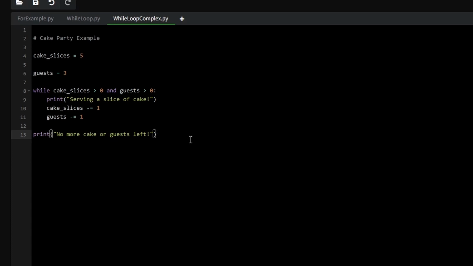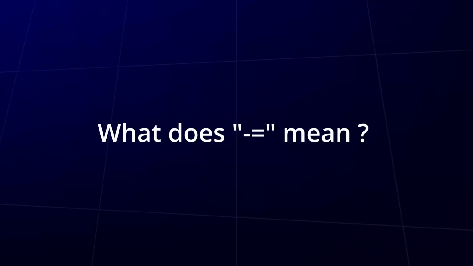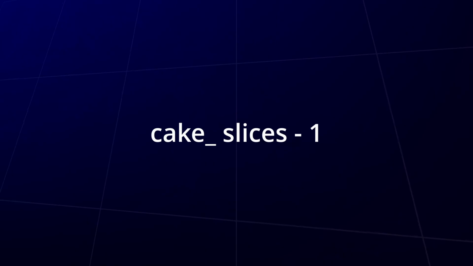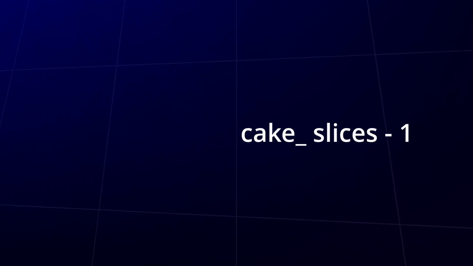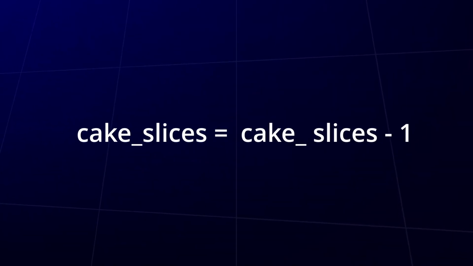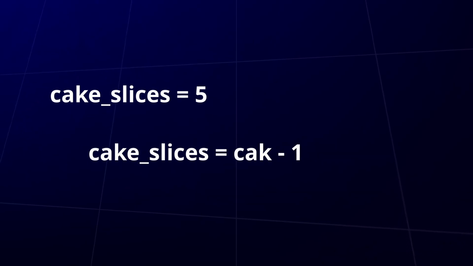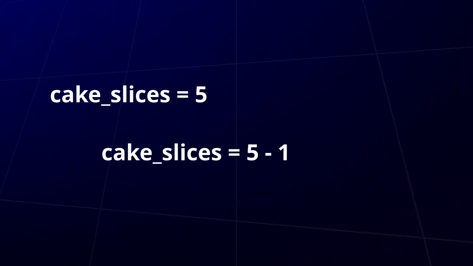Also, I want to quickly mention the syntax you saw, cake slices -= 1 and guests -= 1. For some of you this might have made perfect sense, but let's take a moment to break it down. What this is really doing is subtracting 1 from the current value of cake slices and reassigning that new value back to the same variable. It's the same as writing cake slices = cake slices - 1. Essentially, we're telling Python, take the old value of cake slices, subtract 1, and store the new value in the same variable.